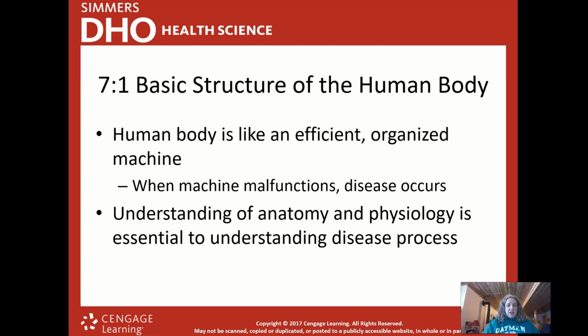The human body is like an efficient, organized machine. When the machine malfunctions, of course, disease occurs. Understanding of anatomy and physiology is essential to understanding disease process. So anatomy and physiology is so important for any medical field that you go into. You'll probably have to take anatomy and physiology in college. So this will give you a good basic understanding of anatomy and physiology and will help you when you take it at the college level.